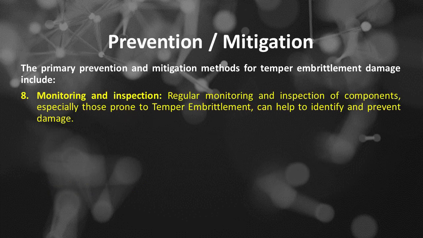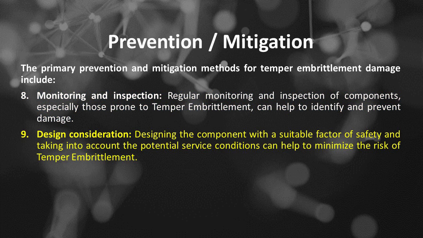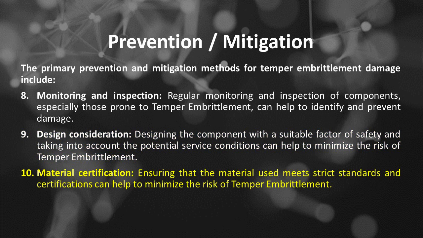Number 8 is monitoring and inspection. Regular monitoring and inspection of components, especially those prone to temper embrittlement, can help to identify and prevent damage. Number 9 is design consideration. Designing the component with a suitable factor of safety and taking into account the potential service conditions can help to minimize the risk of temper embrittlement. Number 10 is material certification. Ensuring that the material used meets strict standards and certifications can help to minimize the risk of temper embrittlement.